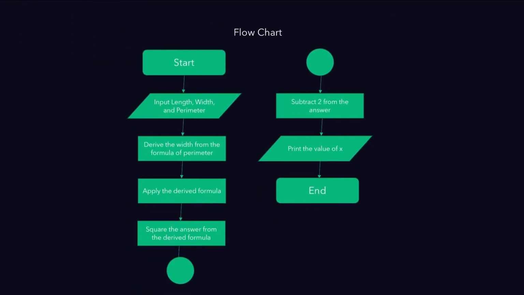For the flowchart, we start, then we input the length, width, and the perimeter, then derive the width from the formula of the perimeter, then apply the derived formula, square the answer from the derived formula, subtract 2 from the answer, and print the value of x.